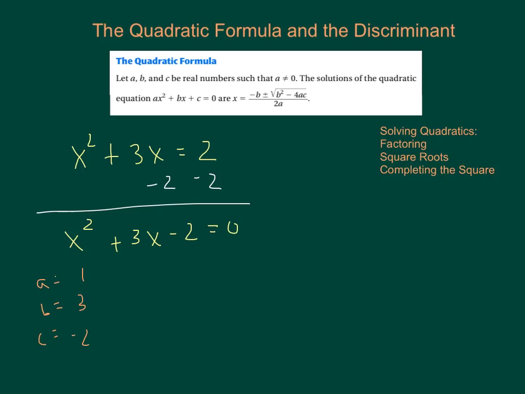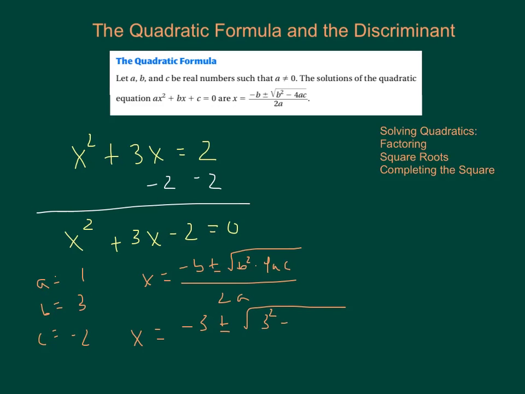Okay, so now we've got the quadratic formula. X is equal to the opposite of B plus or minus the square root of b squared minus 4ac all over 2a. So let's substitute our values in. X is equal to negative 3 plus or minus the square root of 3 squared minus 4 times 1 times negative 2. I'm going to put that in parentheses so I don't think it's subtraction. All over 2 times 1. Now let's use some arithmetic to process it. See what you can do.